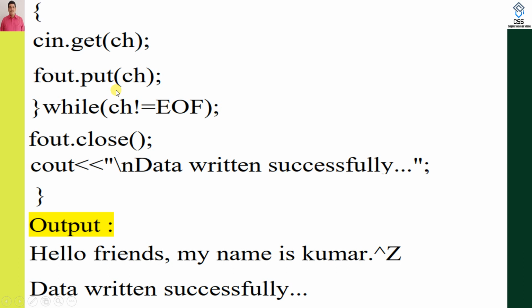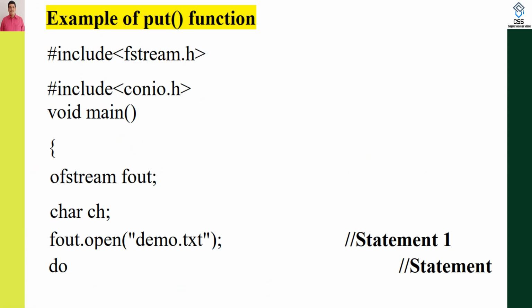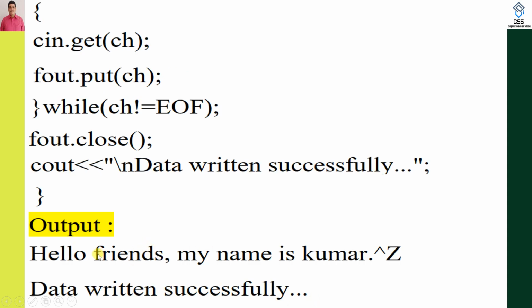When the end of the file is encountered, which happens when we press Ctrl Z, since Ctrl Z indicates the end of file, the condition ch not equal to end of file becomes false, and it comes out of the loop. Then, for security purposes, the file should be closed with the close function, fout.close, and a message is displayed on the console: data written successfully. Now if we move to the OS shell or the bin directory, demo.txt will be permanently saved, and whatever data you entered, hello, hi, whatever, is stored in demo.txt.